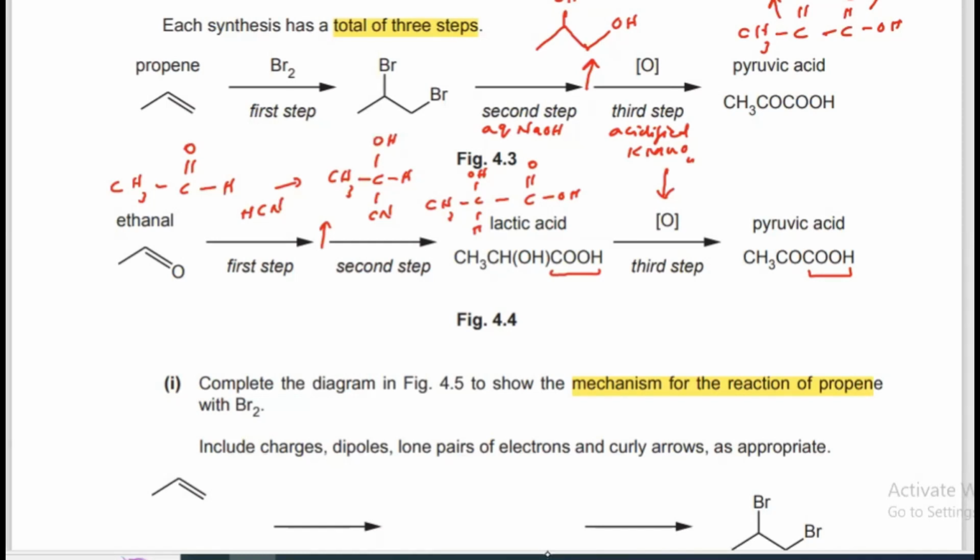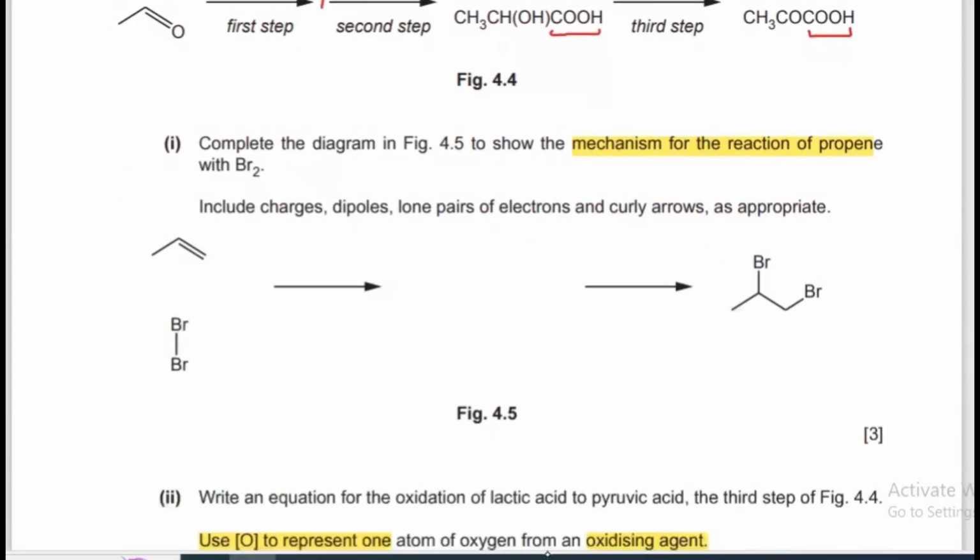Before doing the question, you can stop the video and learn this stuff, and then you can comfortably solve your questions. Complete the diagram for the mechanism for the reaction of propene with bromine. To draw the mechanism, this bromine is polarized in the presence of the double bond. So the end which is close to this bromine must be partial positive, and the end which is away must be partial negative. Then there's an attack from this double bond to bromine.